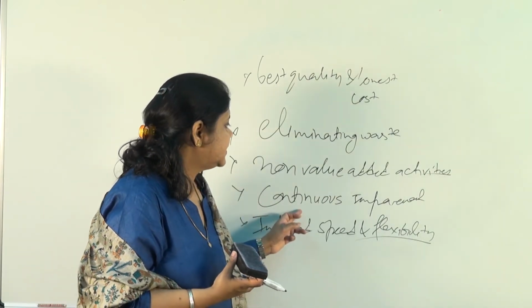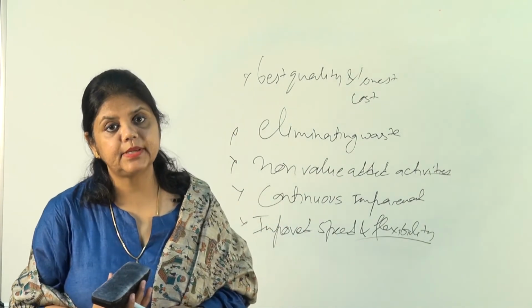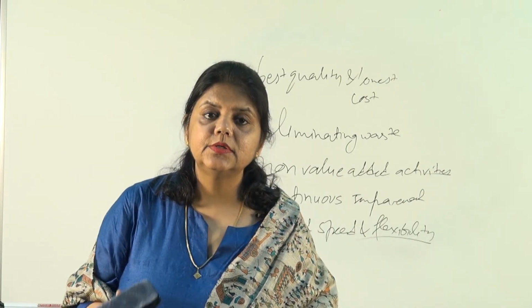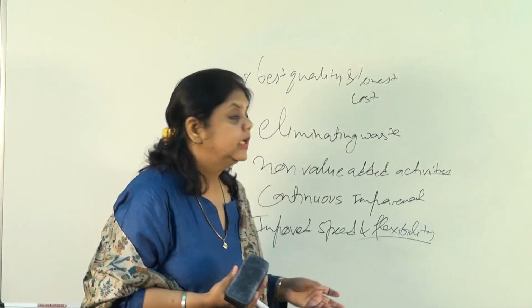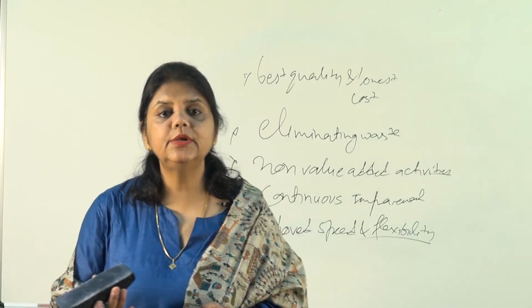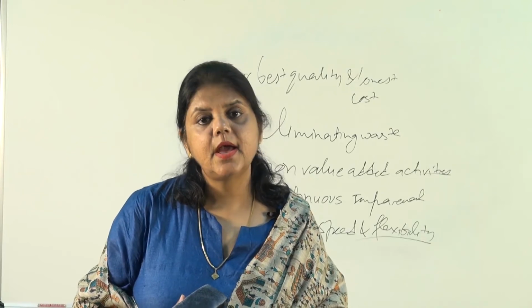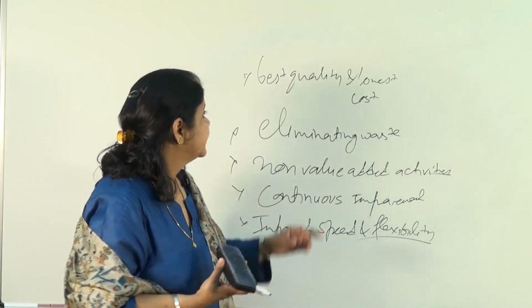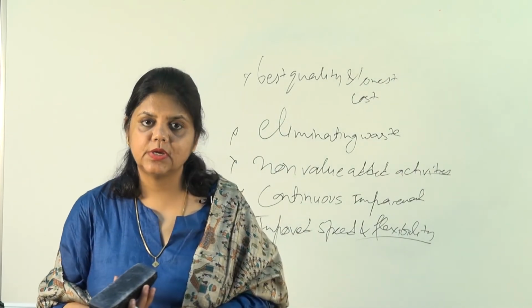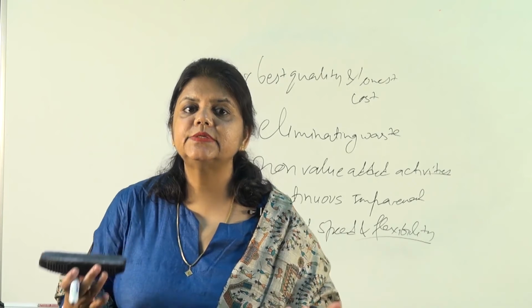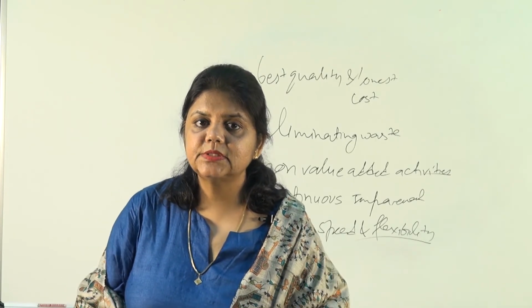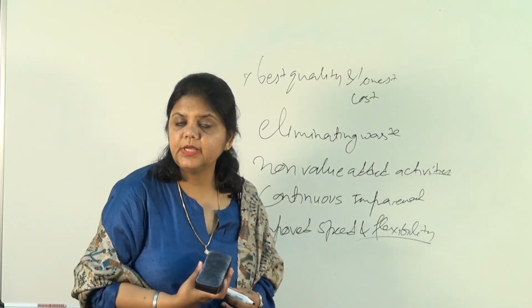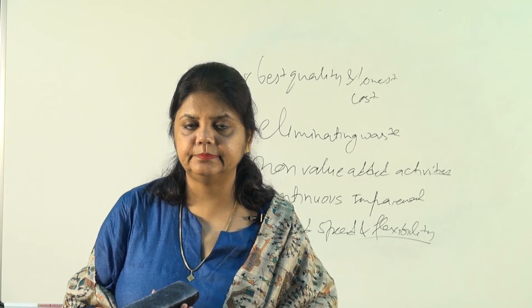The next important word is continuous improvement. Lean focuses on continuous incremental improvement so that we can have improved speed. Our speed of producing goods may be improved, and we are flexible enough to produce different types of goods. Best quality and lowest cost. So, we try to find out all the processes, or we do the process improvement, so that we can have the best quality at the lowest cost.